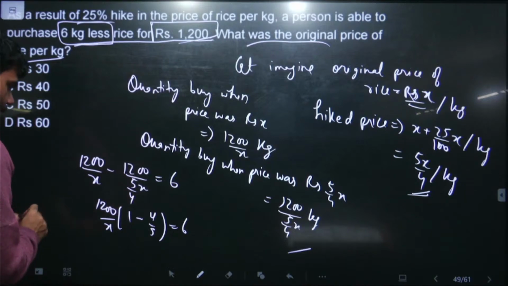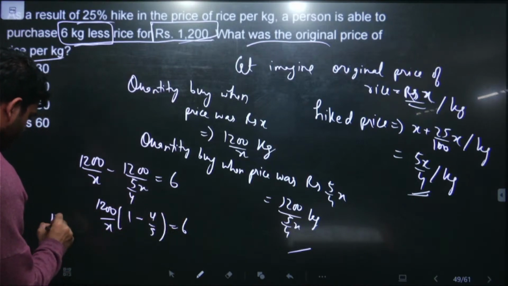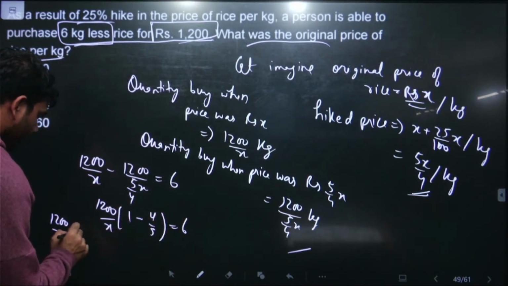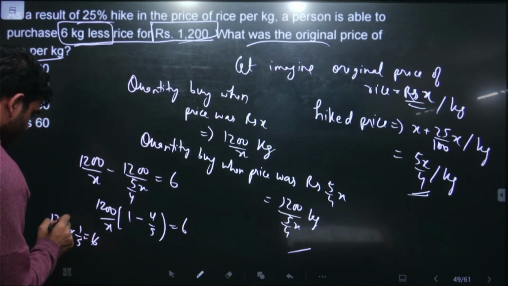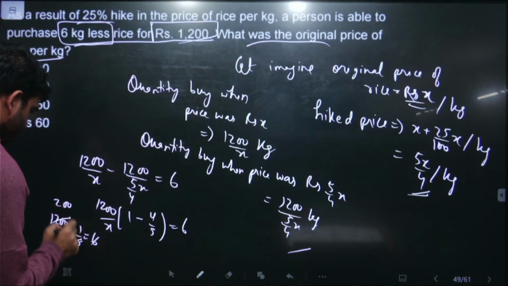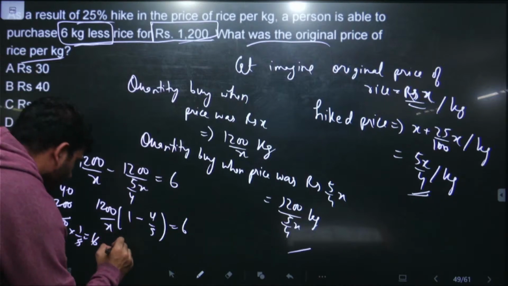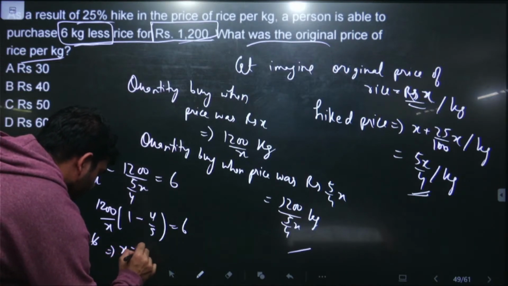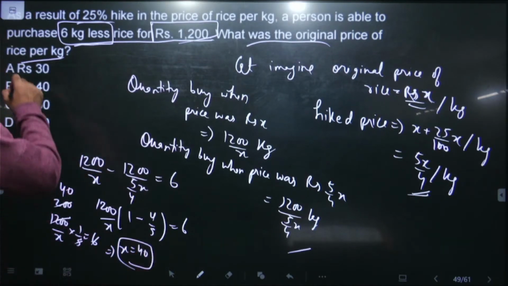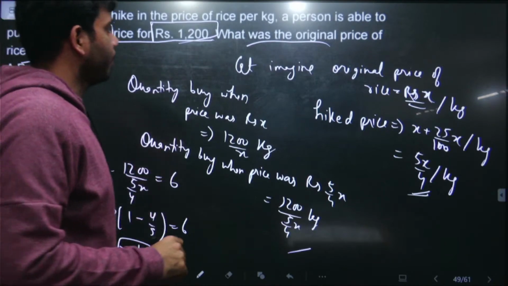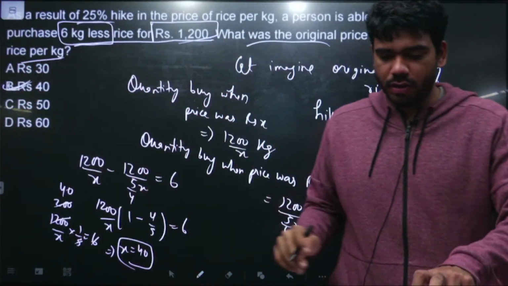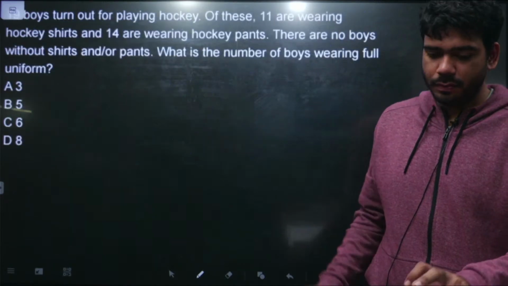So solving this thing, ये हो जाएगा 1200 upon x into 1 by 5 is equal to 6. Cancelling this thing, this is 200 और इसको cancel किया, this is 40. So x is 40. So the original price of rice is 40 rupees, right?